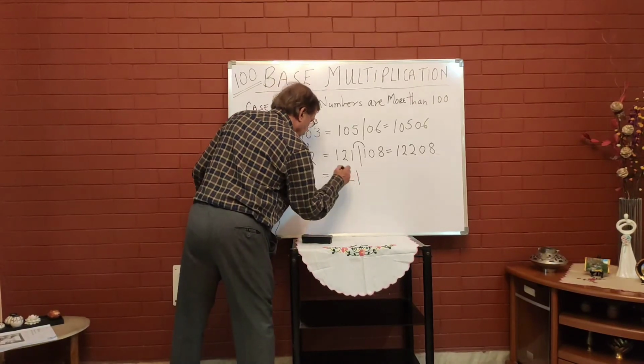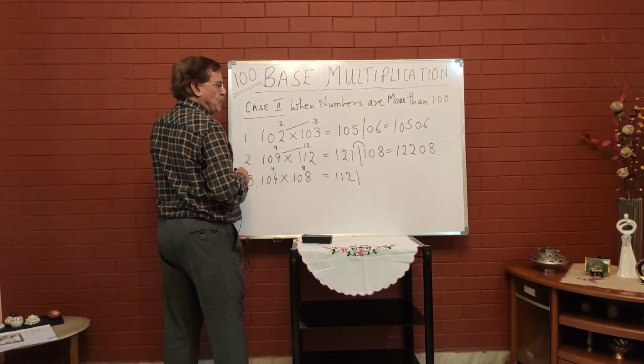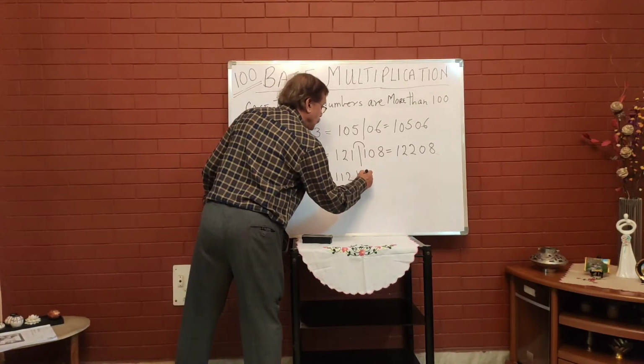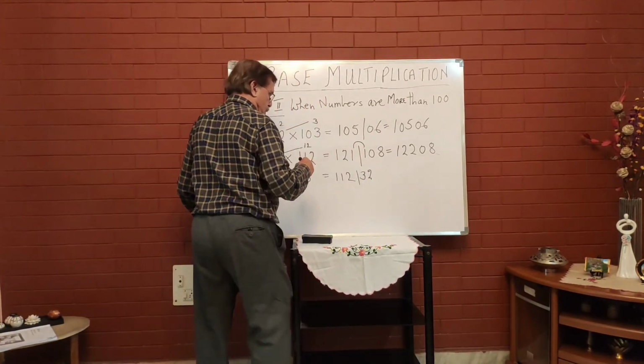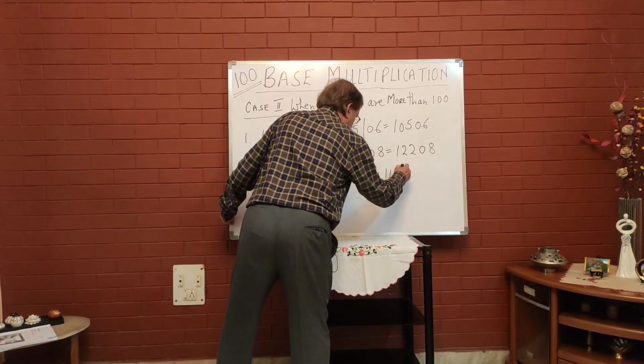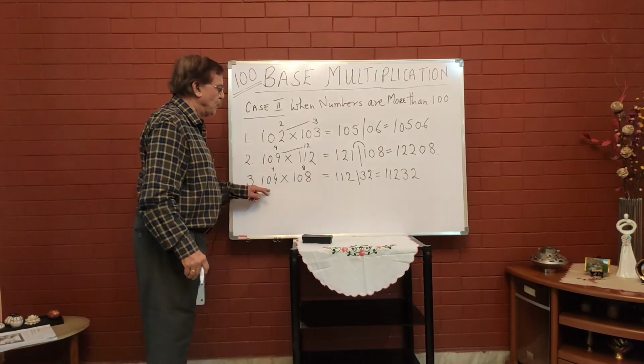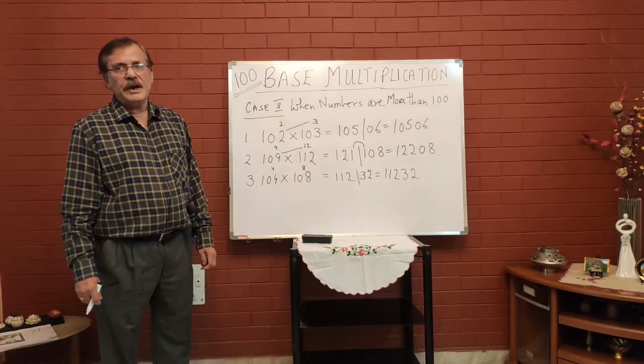What is the second part of the answer? Multiply the 2 deviations. 4 multiplied by 8, 32. Combining the 2 parts together, 112, 32. This is your answer when you multiply 104 by 108.